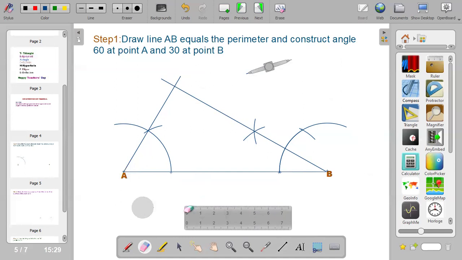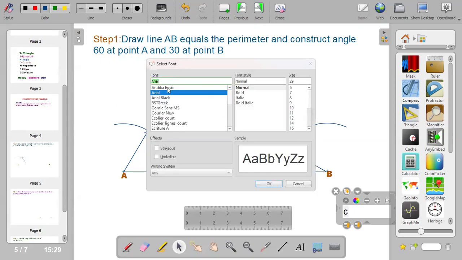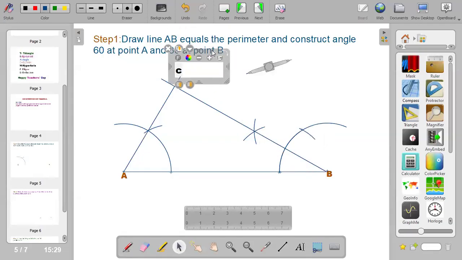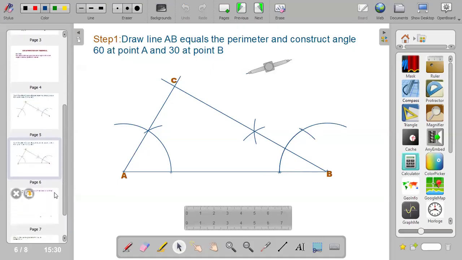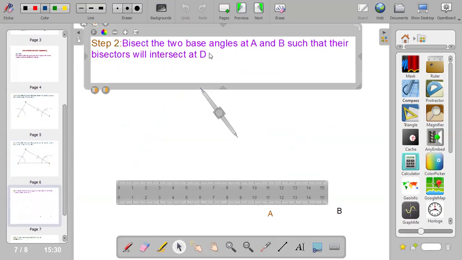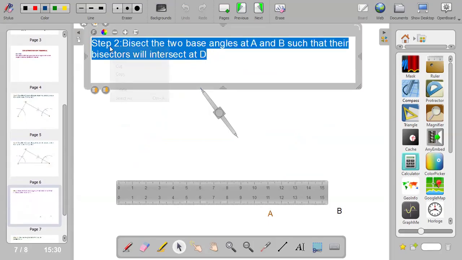Right, so we have points A and B. Now we can name the third point as point C. Right, so we can move to the next procedure, which is to bisect the base angles.